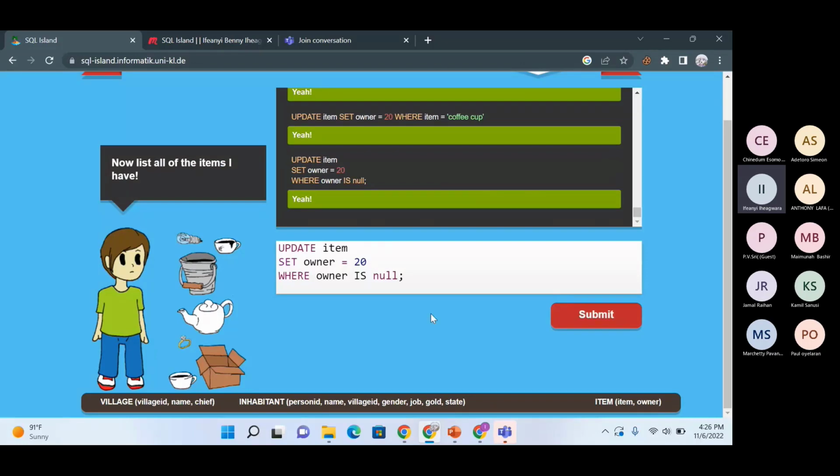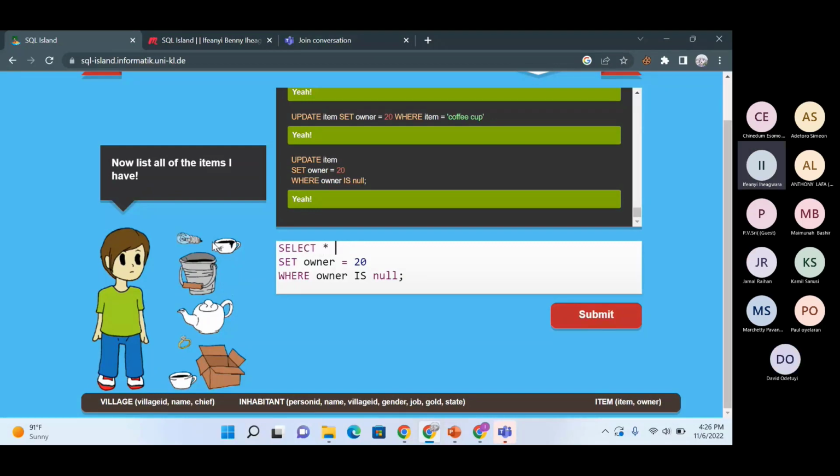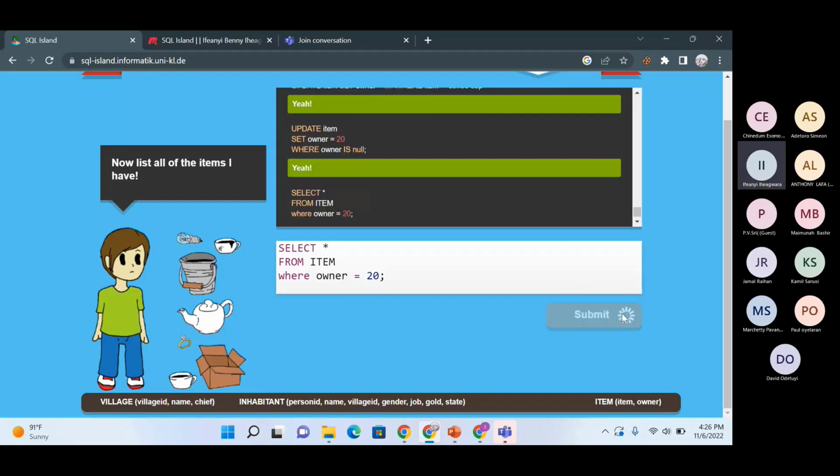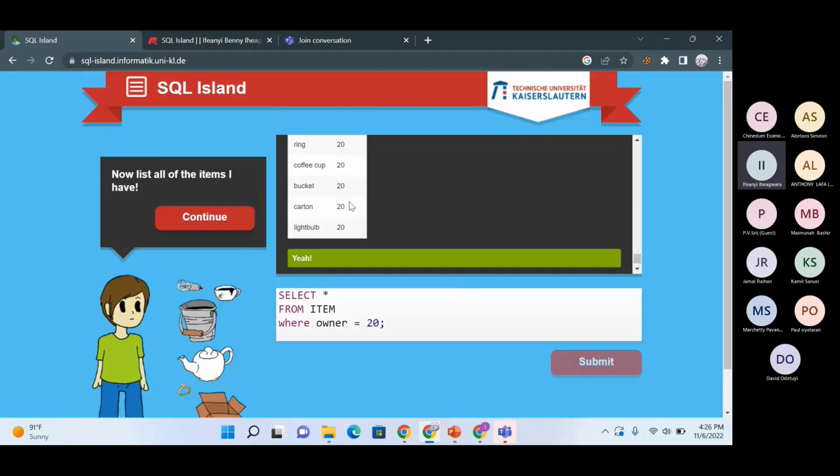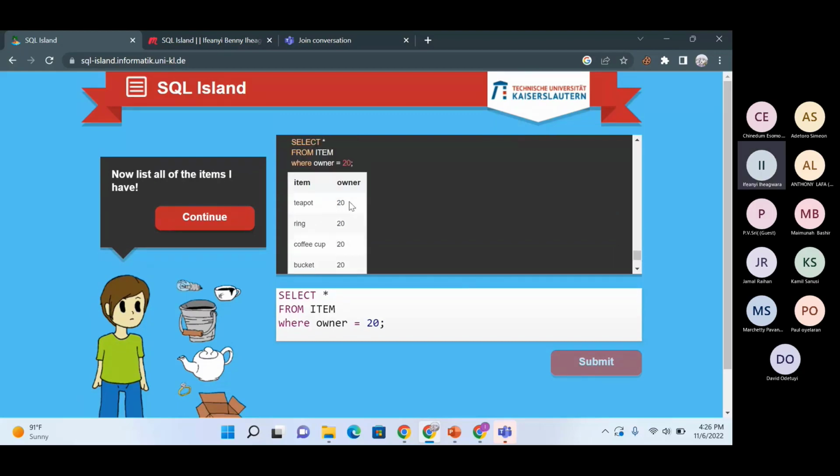Okay, so I want to find out all the items that are yours. So we'll go and use our select. Whenever you're trying to get a list of something from a table, the select works. So you use the select from the items table. And now we have its ID, where the owner is 20. Okay, so we submit this, and now these are all the items that were ownerless before.